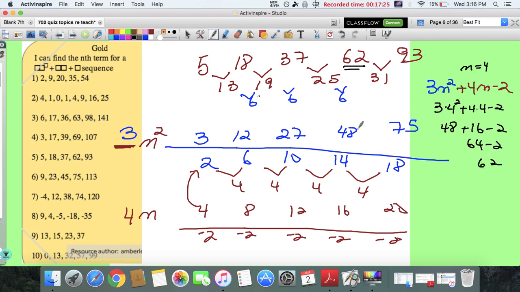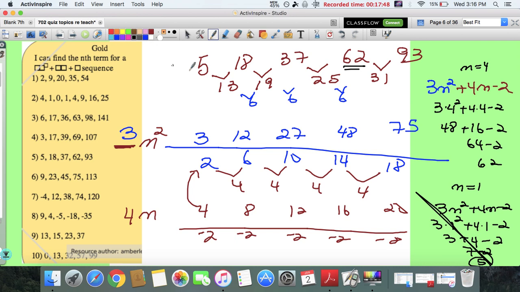So let's try the first term. When n equals 1, I should get 5. So I get 3 times 1 squared plus 4 times 1 minus 2. 3 plus 4 minus 2. 3 plus 4 is 7, and minus 2 is 5. And guess what? That's exactly what I have as my first term.